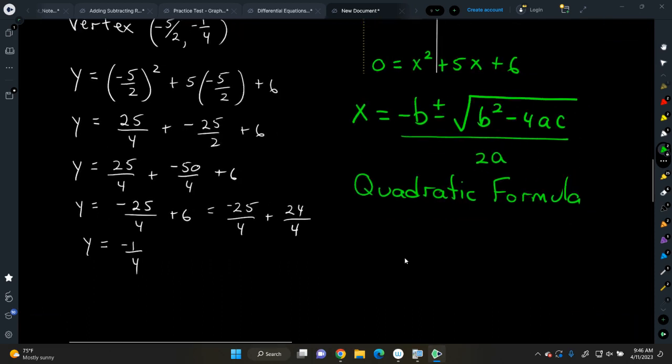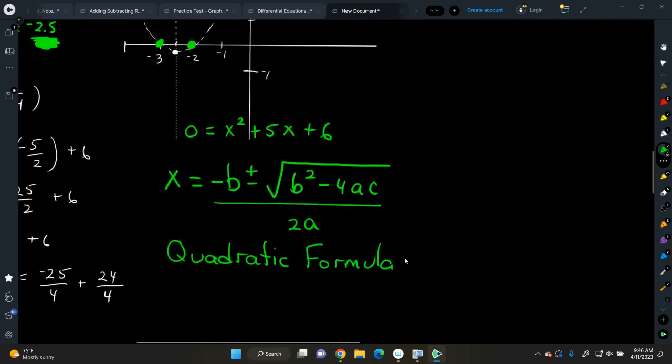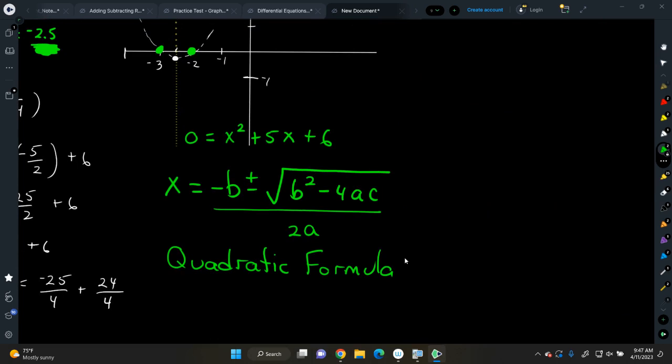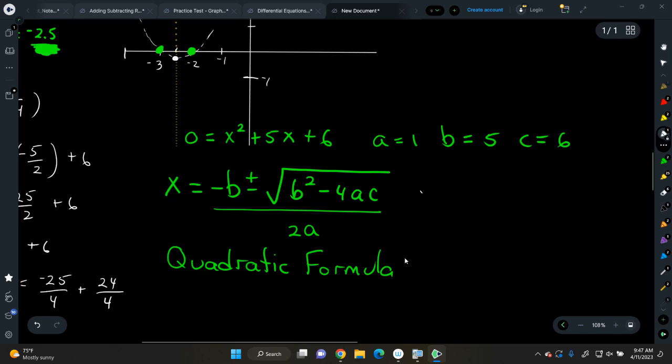Okay, so let's solve this equation. Solve for x, right? So what's a equal to? A is equal to 1, yes. What's b equal to? 5. What's c equal to? 6. Okay, so 1, 5, 6.